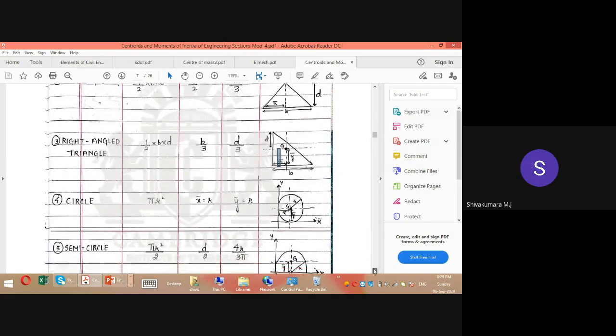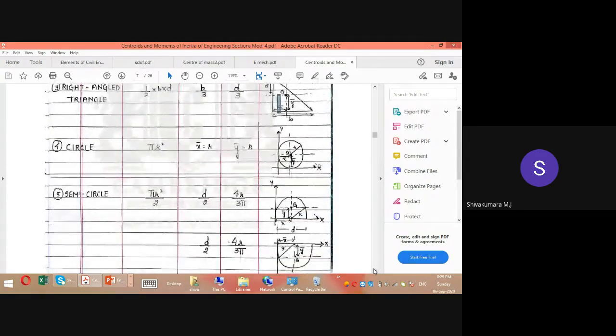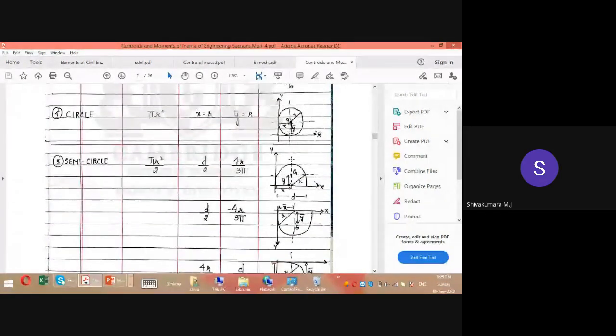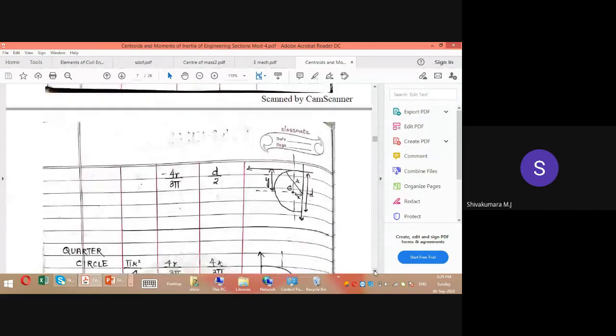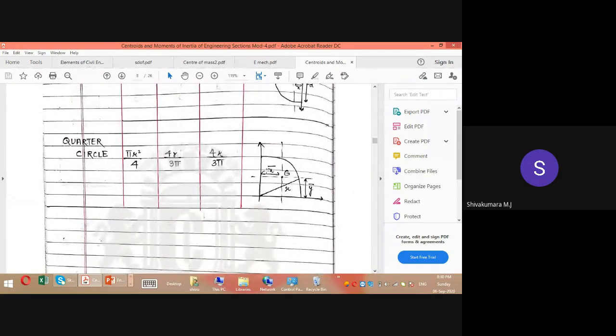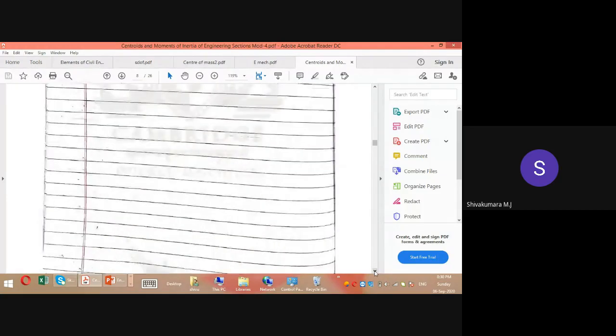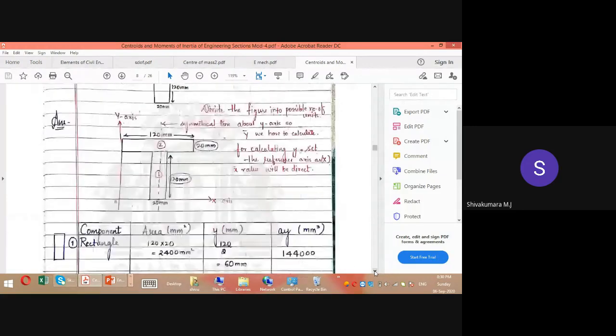And for a circular lamina, it will lie exactly at the center. For a semicircular lamina, if you consider the axis here, its radius is the x bar and 4r by 3π is the y bar. If you consider the y-axis over here only, the x bar value will be 0. You can change the axis. And when it comes to a quarter of a circle, it is 4r by 3π from the y-axis, 4r by 3π from the x-axis. So those are all the standard formulas you need to remember.